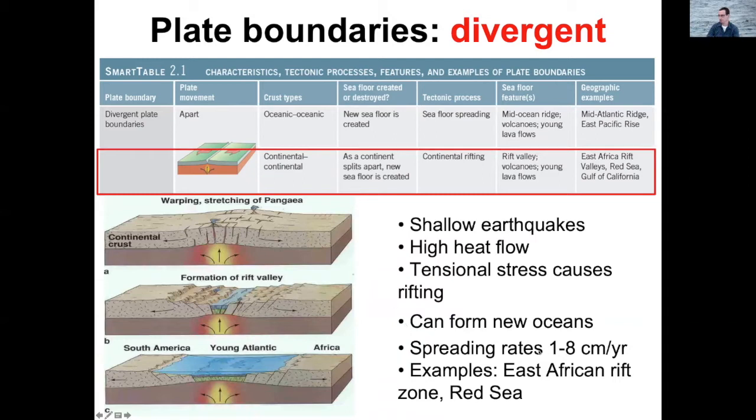Spreading rates are between 1 to 8 centimeters per year. So you do get differences in spreading rates. Overall, even the fast spreading rates are still pretty slow relative to our lifetimes and really human lifetimes.